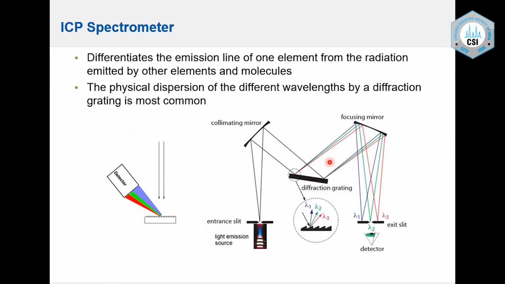After this, from the hot plasma, the emission light is coming. It may contain many wavelengths.